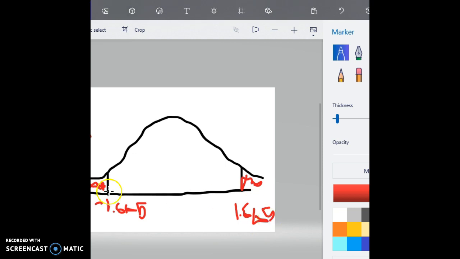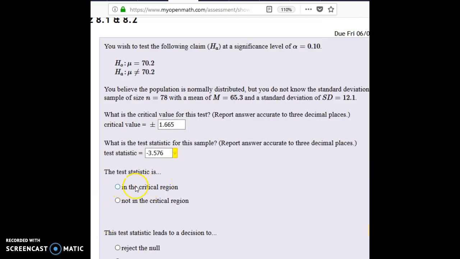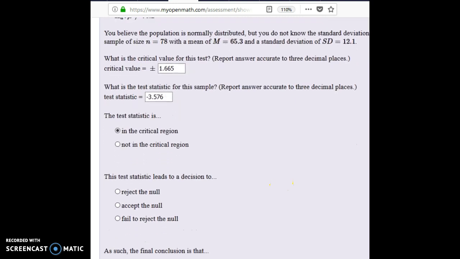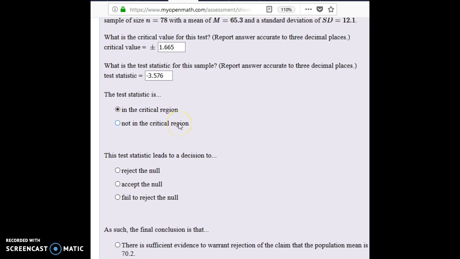All right, but anything to the left in this red region of negative 1.665 is in our rejection region, and anything to the right of 1.665 is in our rejection region. Our test statistic, which was at negative 3 something, is definitely over here in this rejection region. So any test statistic that's in the rejection region tells us to reject the null.